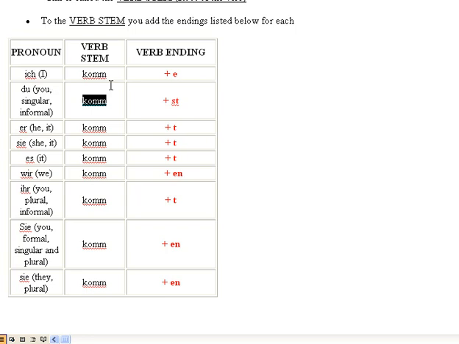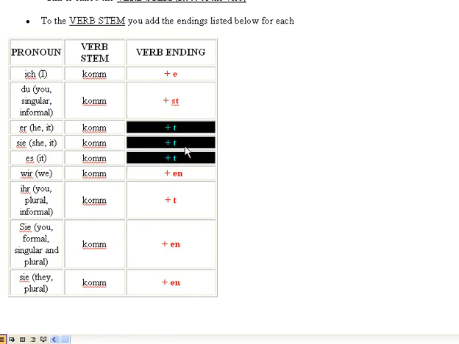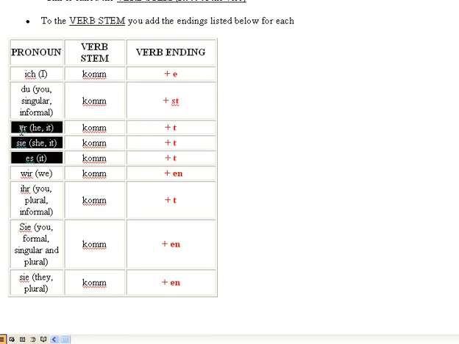And then for the second person singular, or you, informal, you add an st. So du kommst, you are coming. Er kommt, he is coming. Sie kommt, she is coming. Es kommt, it is coming. And you'll notice these three here all end in t. That is because all of these pronouns here, er, sie, and es, have the same conjugation of the verb.